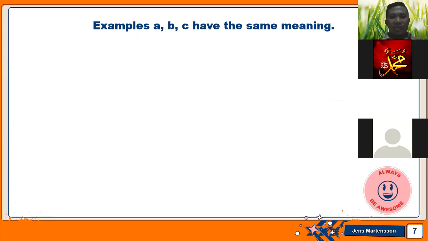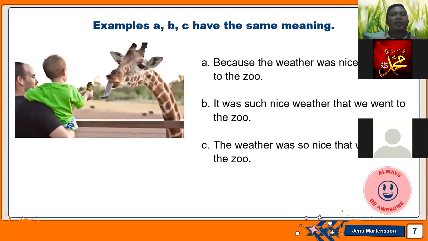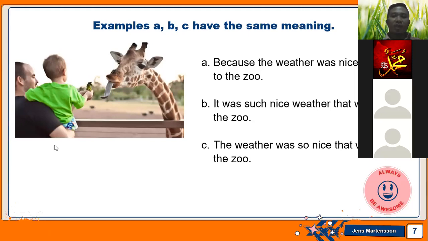Okay, so the next slide. Now I'm going to give you an example A, B, C, and actually those sentences have the same meaning. Look at this picture. Let me read. Because the weather was nice, we went to the zoo. This is what we call a cause, and then we went to the zoo is called an effect.